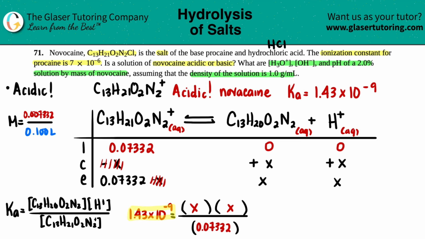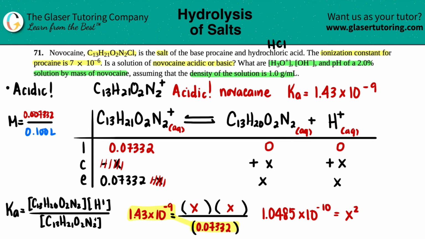Now let's cross multiply. So now we're just going to solve for X like we normally do. Crisscross these up. So 1.43 times 10 to the negative 9th times 0.07332 is roughly, we'll say, 1.0485 times 10 to the negative 10th, and that equals X squared.